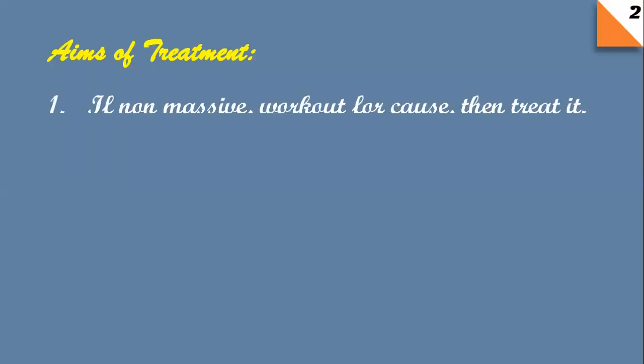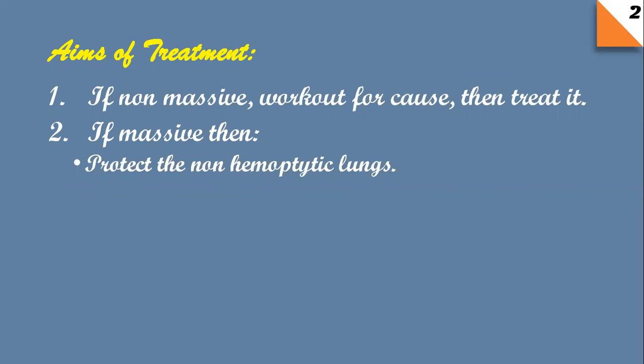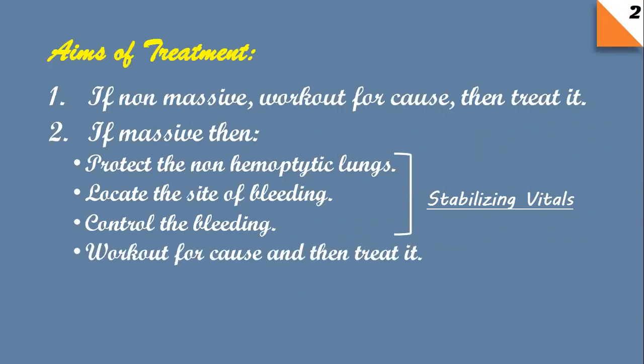So, what are the aims of treatment of hemoptysis? If hemoptysis is non-massive, then the aim of treatment is working out for the cause and treating it. Whereas if it is massive, then we have different objectives. The first one being protection of non-hemoptytic lungs, second one being location of the site of bleeding, then controlling the bleeding. And these all come under stabilizing of vitals, along with continuous management of vitals. And the final one would be work out for the cause of hemoptysis and then treating the cause.